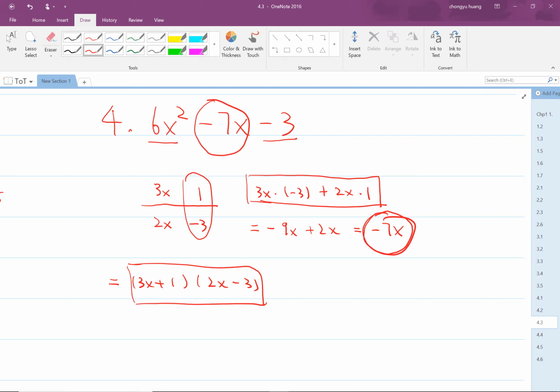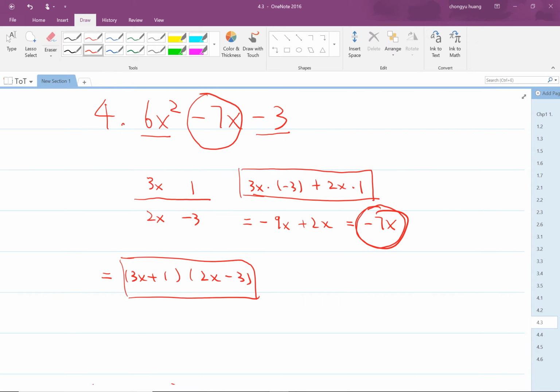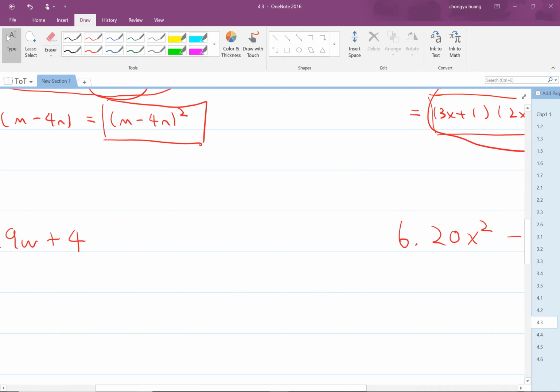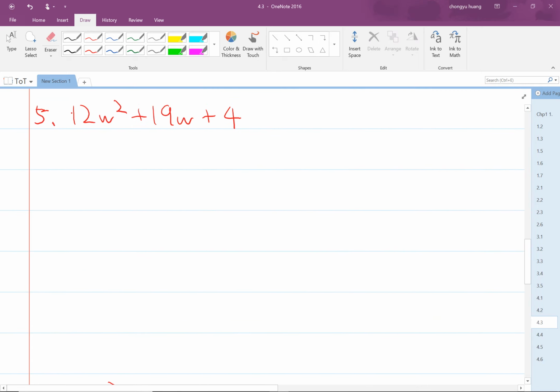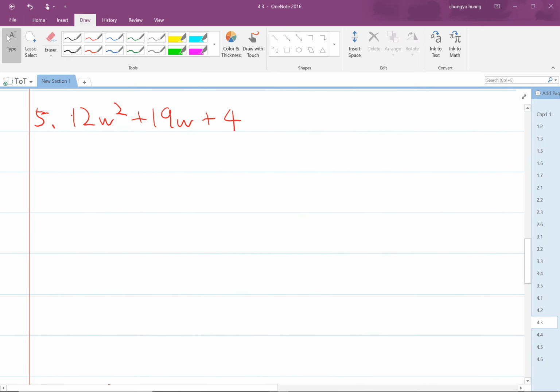Alright, so now let's move on to the next question, but this is the answer. This is the solution. Right, so let's move on to question 5. Question 5 is 12w squared plus 19w plus 4. Again, you have to choose the right combination to make it work. Here, you have to think about it a little bit.